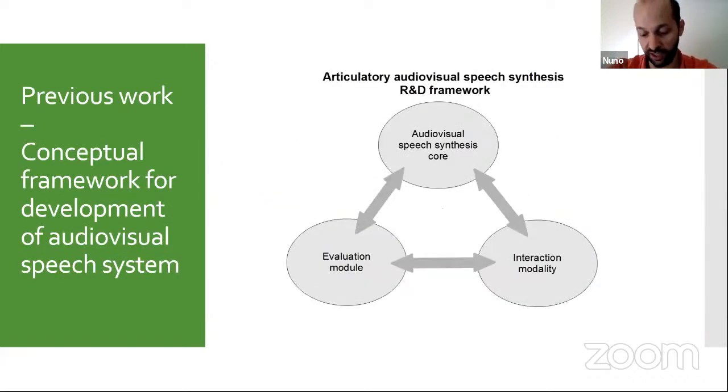This work is the evolution of a previous work from our team, already published in Biosignals. That work already envisioned a conceptual framework for the development of an articulatory audiovisual speech system. It is composed of three main modules: the core, which should constitute the central element of the framework and deals with the actual production of the audiovisual speech output; the interaction modality, which needs to be easy to deploy and easy to adopt in other systems; and finally, a module to evaluate and validate the outcomes of the produced audiovisual speech.